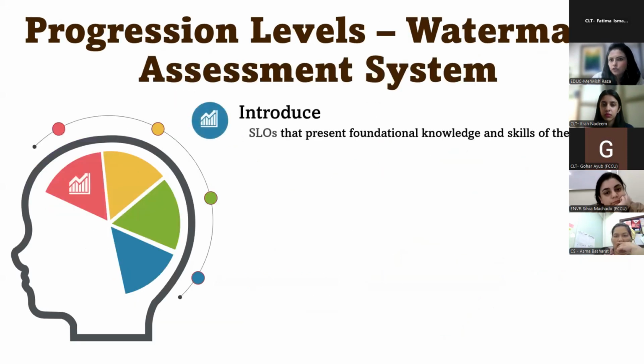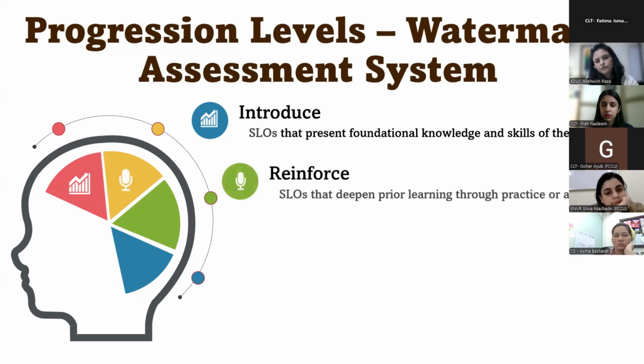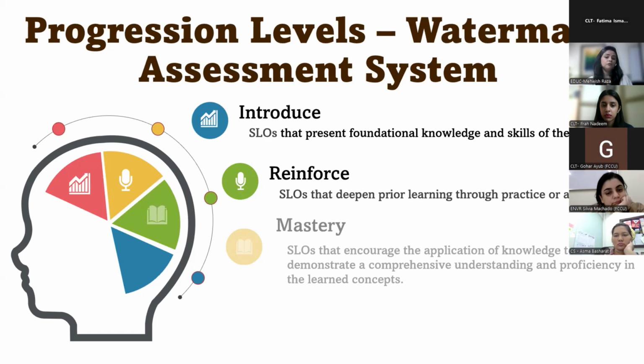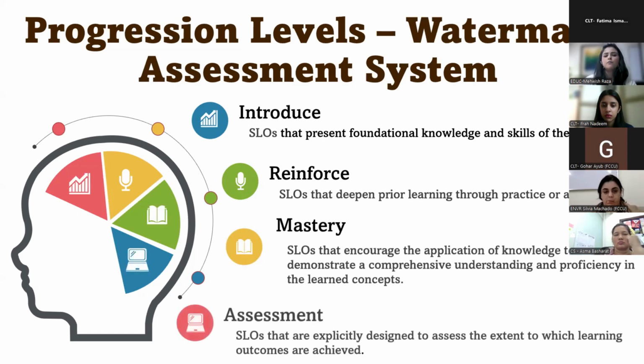We know that we are using Watermark, and in Watermark, different courses appear on different levels of accomplishment. Some courses are just introductory level, where the basic concepts are being introduced to the students. Then we have some courses that reinforce the learned concepts. Then the third level is mastery, and essentially assessment is paired up with the mastery level.